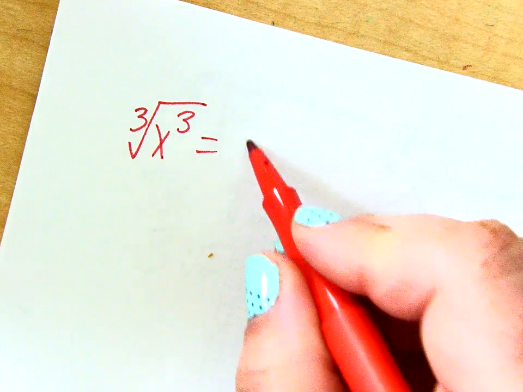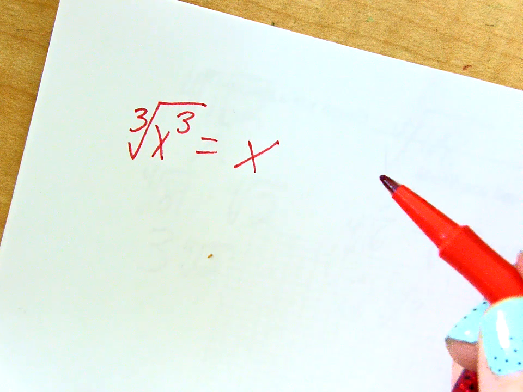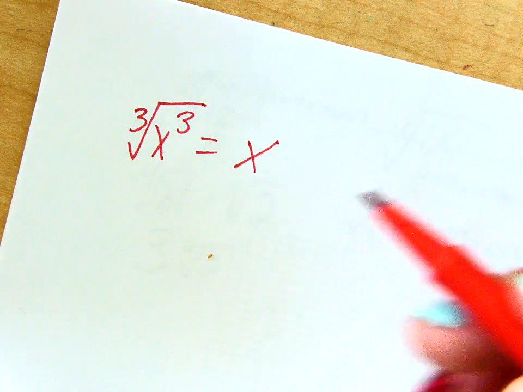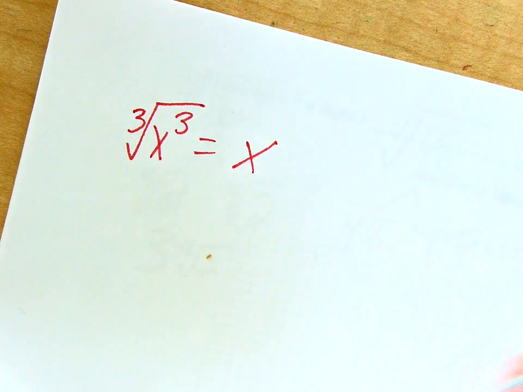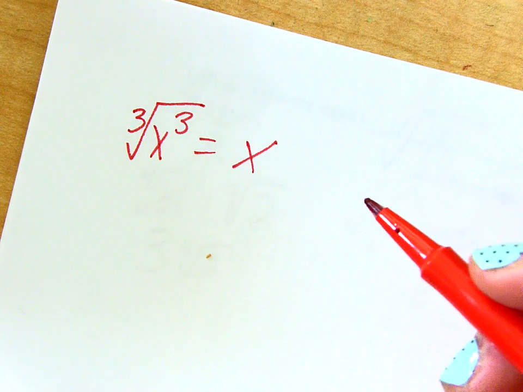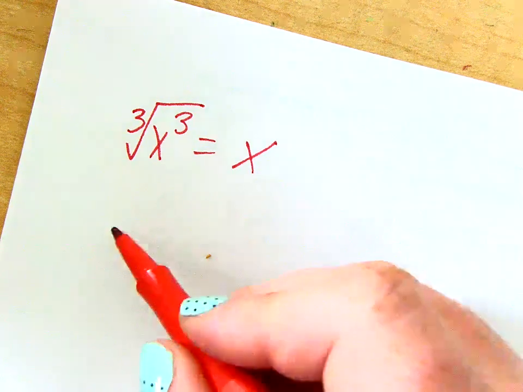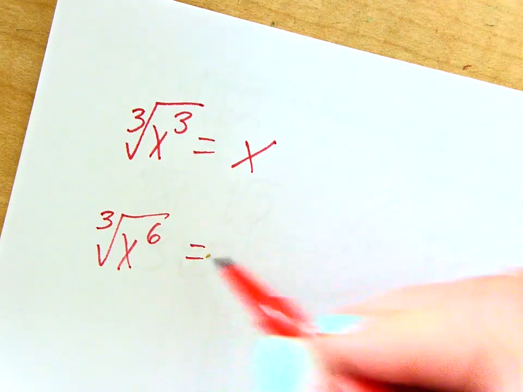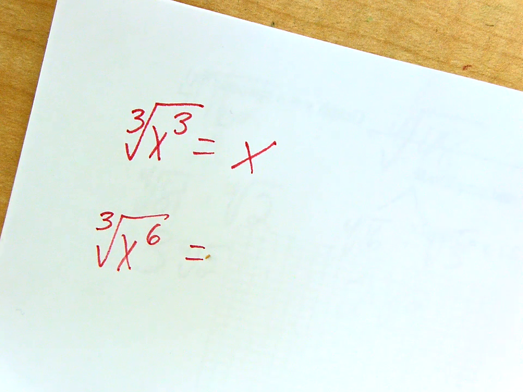Someone said it. Isn't it just x? Yeah, it's just x. The cube root of x cubed is just x. It's asking me, what do you cube to get x cubed? X. So, what do you suppose this is? What number would I cube to get x squared to the 6th?